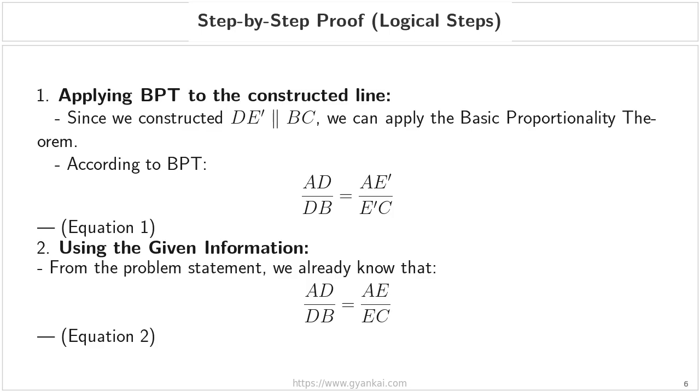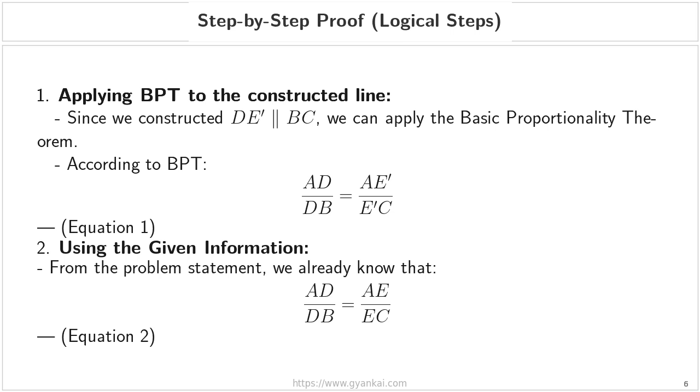Next, in step 2, we bring back the information we were originally given at the start of the problem. Remember, the problem statement explicitly tells us that the original line, DE, already divides the sides in a specific ratio. Specifically, the ratio of AD to DB is equal to the ratio of AE to EC. We will call this our second equation.